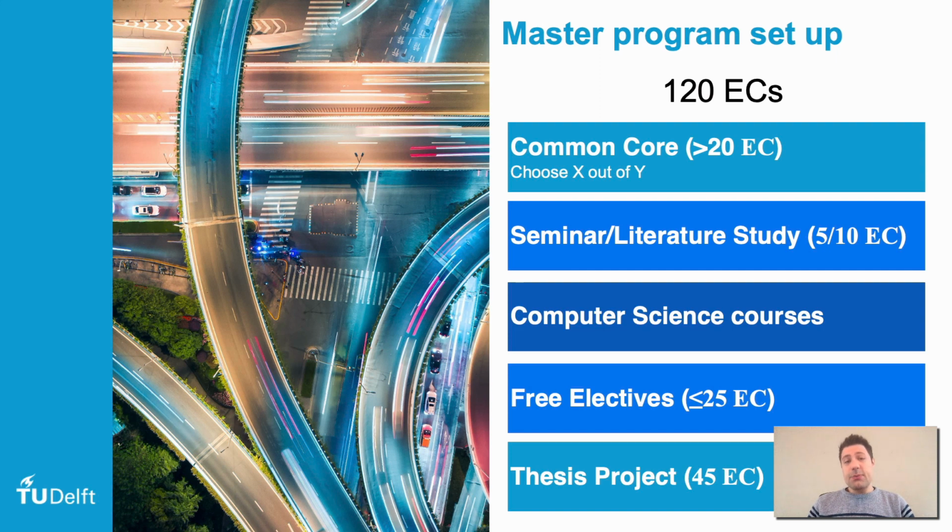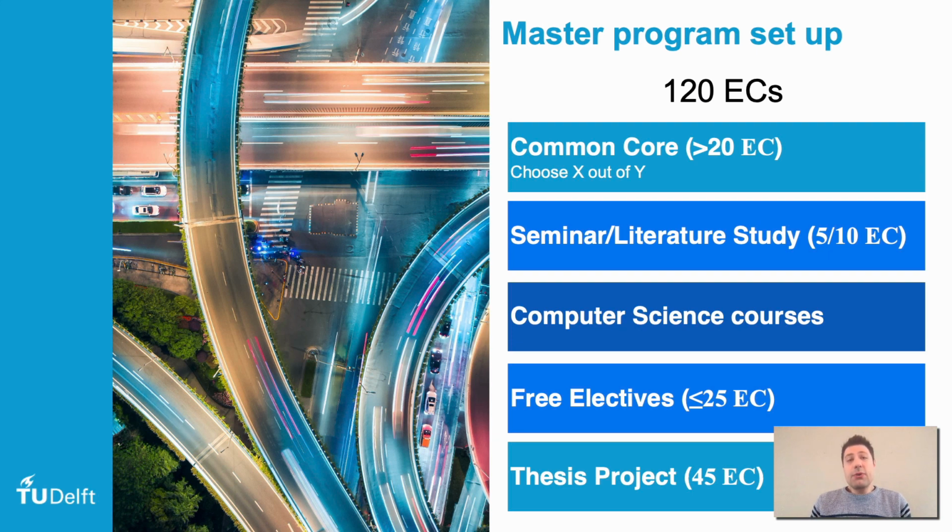Then, to get your master's diploma, you have to complete 120 ECs in the track that you pick. And these 120 ECs you need to spend in the categories I showed on the slide. So you have to pick a few common core courses, as we call. So each track offers core courses, and you have to select a few of them. You also will need to do a seminar or a literature study, and this takes up to 5 to 10 ECs. Then computer science courses in general, and we offer a bunch of them.